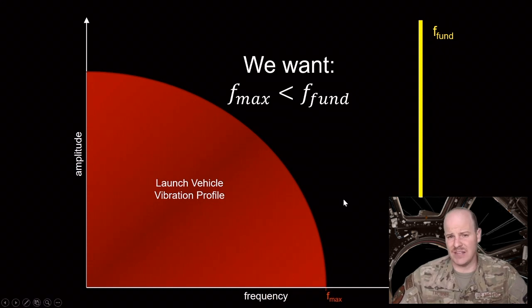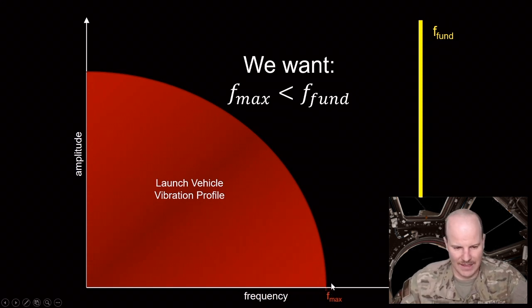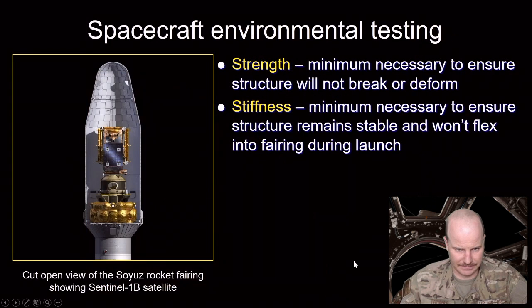A lot of times, the stiffness is going to be given by a particular material. So usually what you want to do is decrease the mass. And by decreasing the mass, that's going to shift our fundamental frequency further up into these higher regimes. And so we have a fundamental frequency that's going to be essentially greater than the max fundamental frequency that we would experience from our launch vehicle.